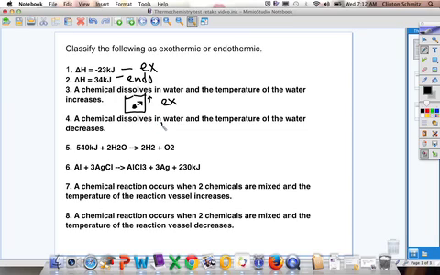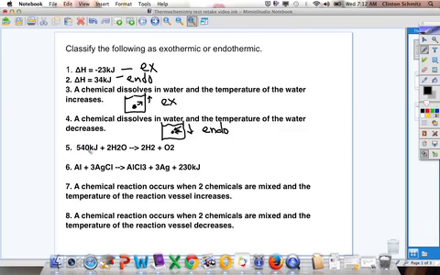Now the opposite of that, so let's say you have some water and you put a chemical in there, and after you put the chemical in, the water temperature goes down. That must mean that the heat is going from the water into, or entering, the chemical. So if the heat is entering the chemical, in terms of the chemical, then that's going to be endothermic.